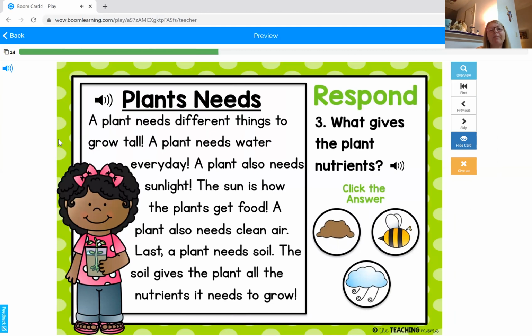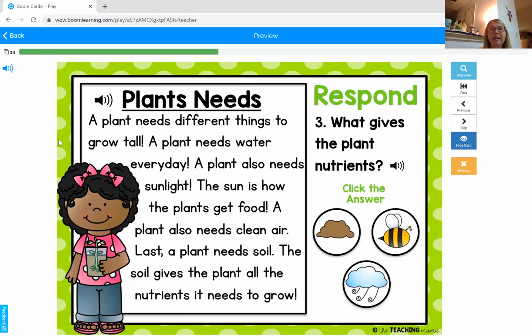Plant needs. A plant needs different things to grow tall. A plant needs water every day. A plant also needs sunlight. The sun is how plants get food. A plant also needs clean air. Last, a plant needs soil. The soil gives the plant all the nutrients it needs to grow.